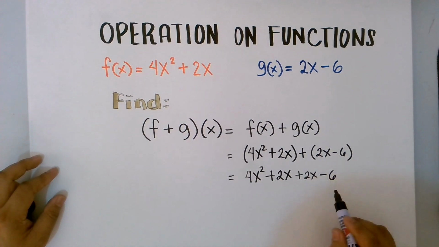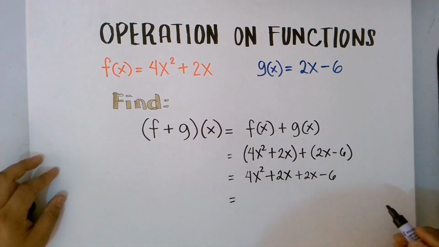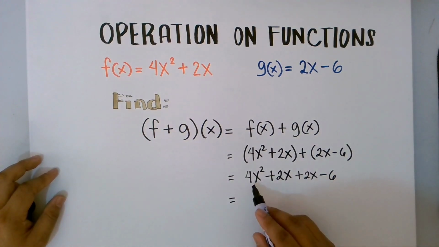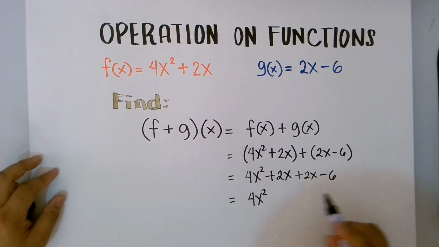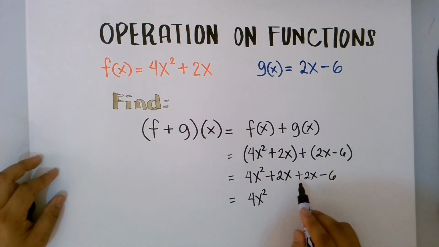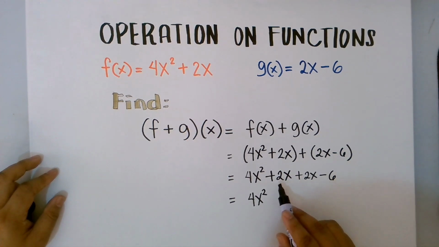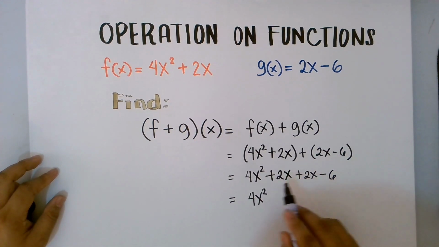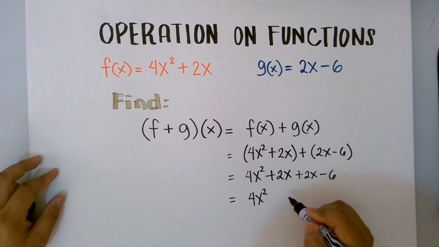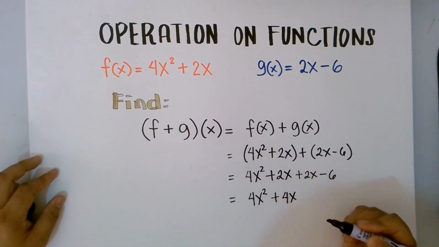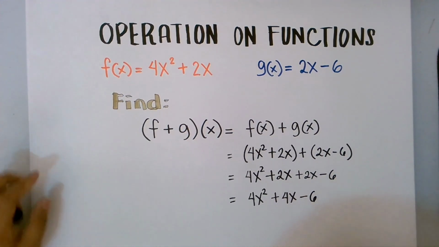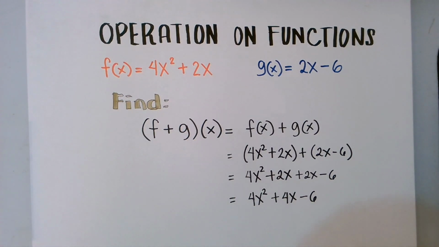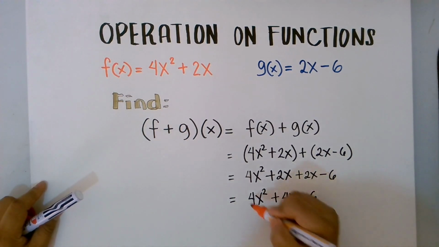Let's simplify this. So let's just write the first term kasi wala namang kapareho si 4x squared. Okay. So 4x squared. And then pareho sila ng term, pareho pa sila ng sign. So we will just add them. Positive 2x plus positive 2x will be positive 4x. Okay. And copy the 6. So there you have it. So the sum of the functions f of x and g of x is 4x squared plus 4x minus 6.